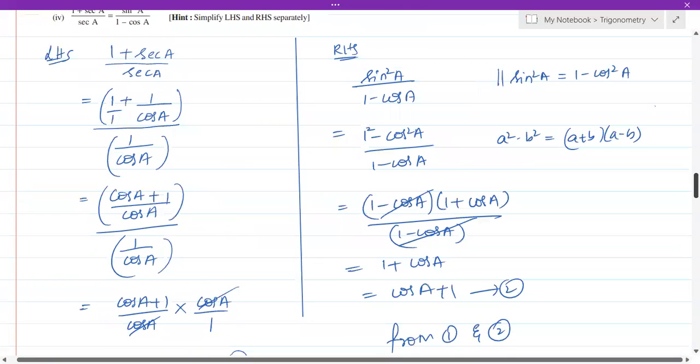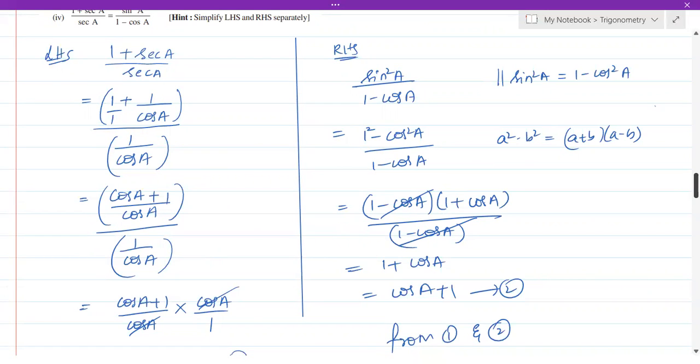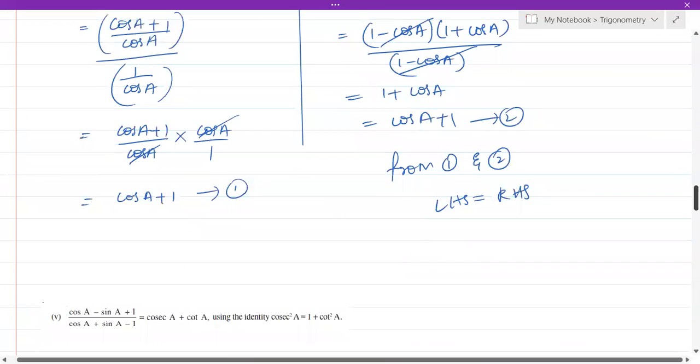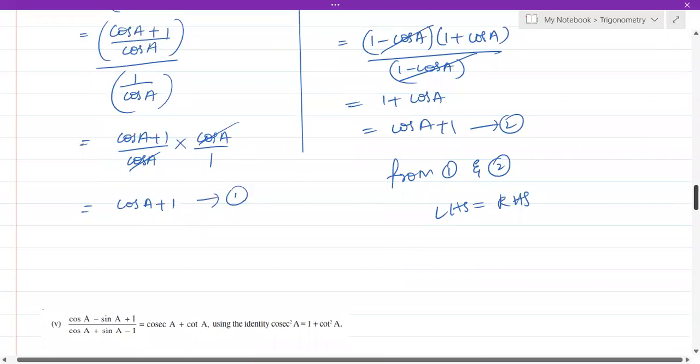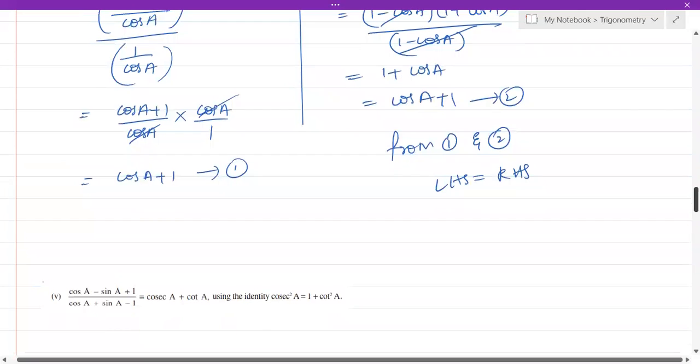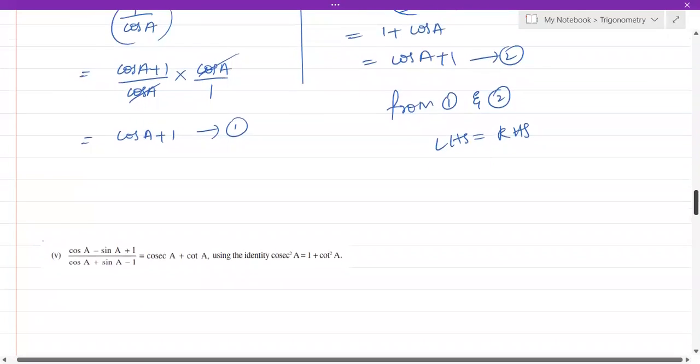So there are certain types of questions where you'll be solving, but you are not able to end up at the RHS. In that case, you solve the LHS and you will get an answer, solve the RHS and you will get an answer. Both the answers will be the same. Therefore, you can say LHS is equal to RHS, as we have done here. After solving LHS, the answer we got is cos A plus 1. After solving the RHS, the answer we got is cos A plus 1. Therefore, from 1 and 2, LHS is equal to RHS.